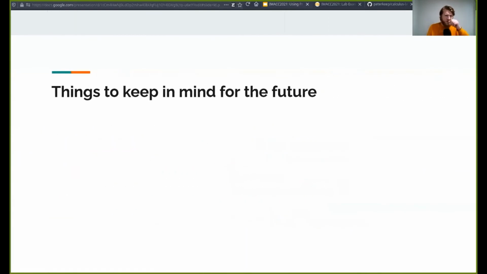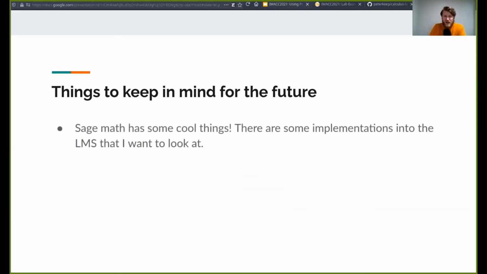A couple of things that I wanted to keep in mind for the future. These are mostly notes for myself. Sage math is cool. It's like Python with some extra stuff. And from what I can tell, it makes it look like Mathematica, kind of. And you can do some of the same kinds of things that Mathematica can do.